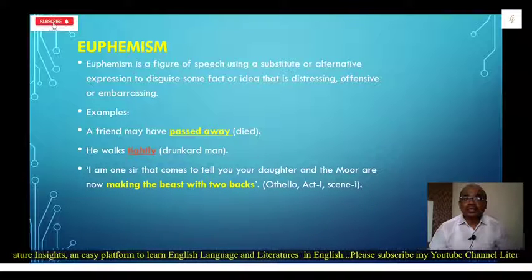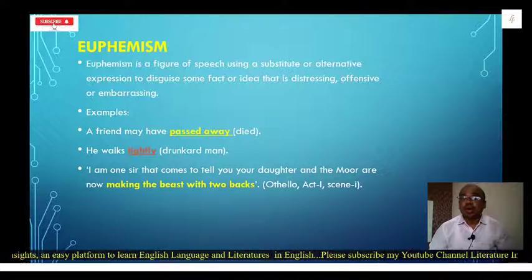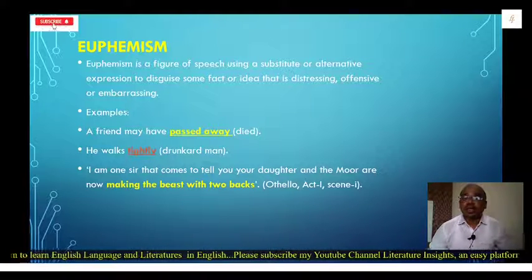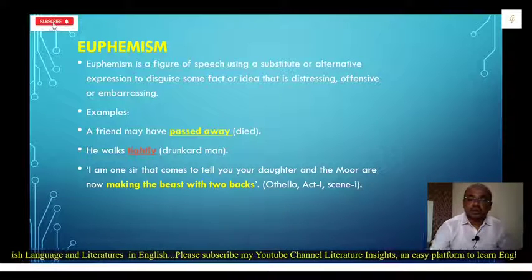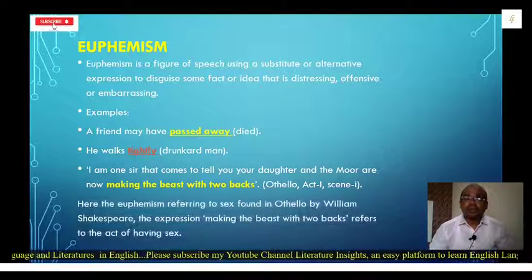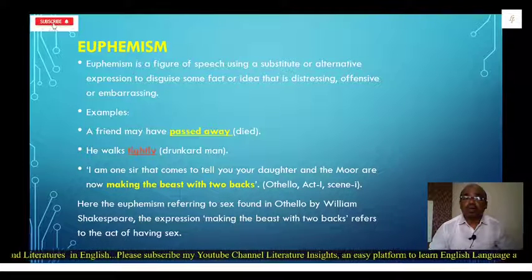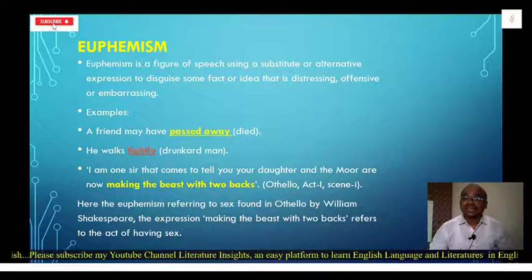"I am one, sir, that comes to tell you your daughter and the Moor are now making the beast with two backs." This line is taken from Othello, Act 1, Scene 1. Here the euphemism referring to sex is found in Othello by William Shakespeare. The expression making the beast with two backs refers to the act of having sex.